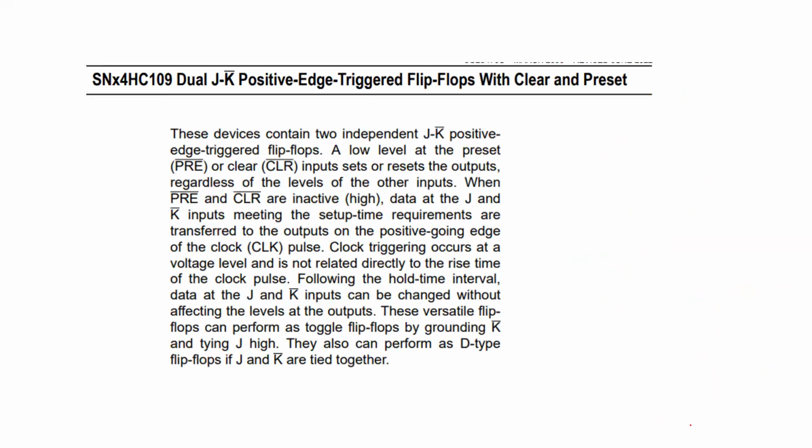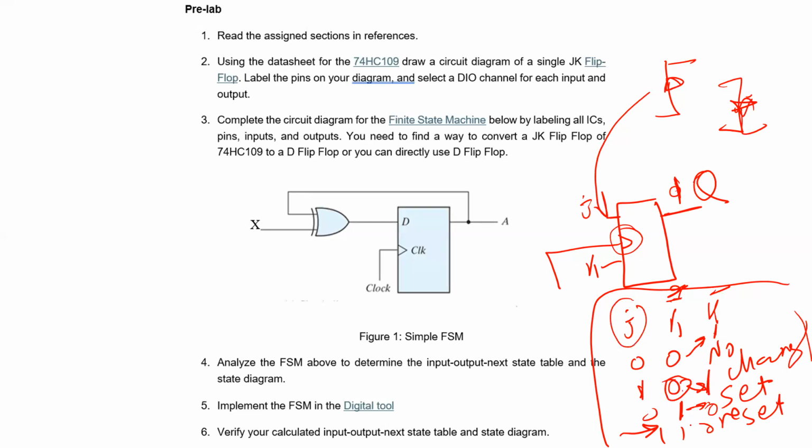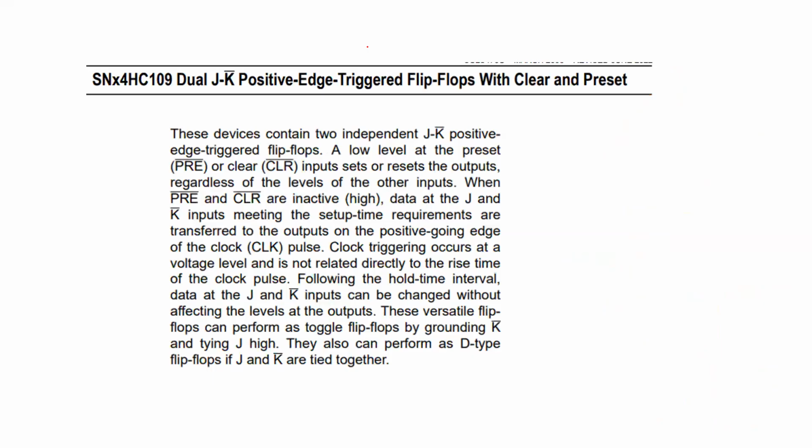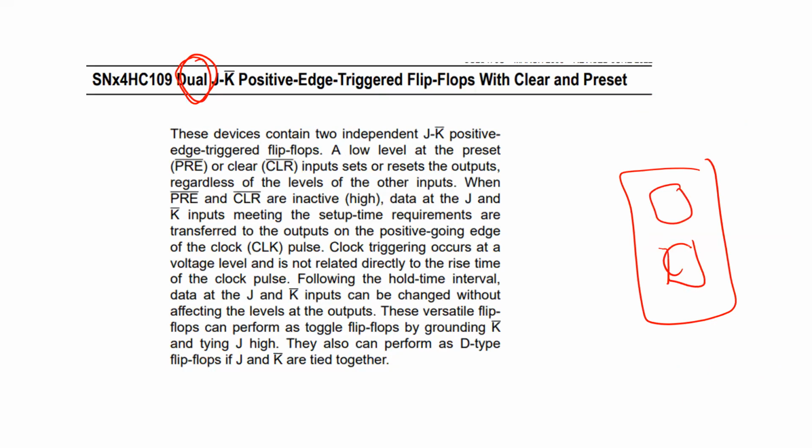Here, you need to open this. If you stay on this one, you will see the hyperlink. You need to click on this hyperlink. You will see the data sheet for this flip-flop. Let's see what is written here. Number 1, it says dual. Dual here means inside the chip it has 2 flip-flops, JK flip-flops.